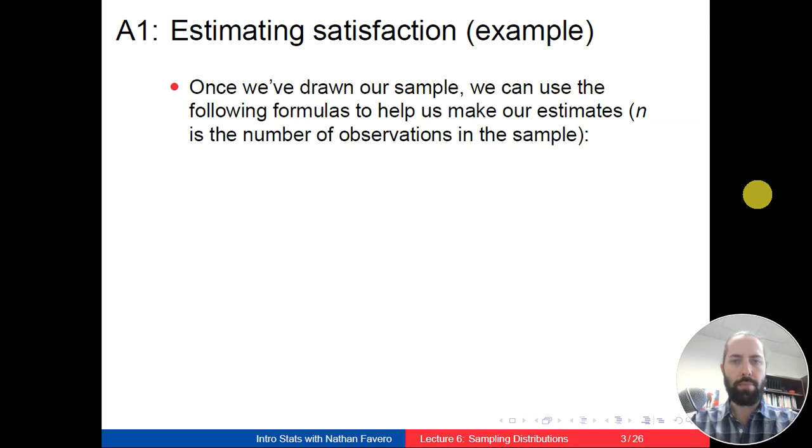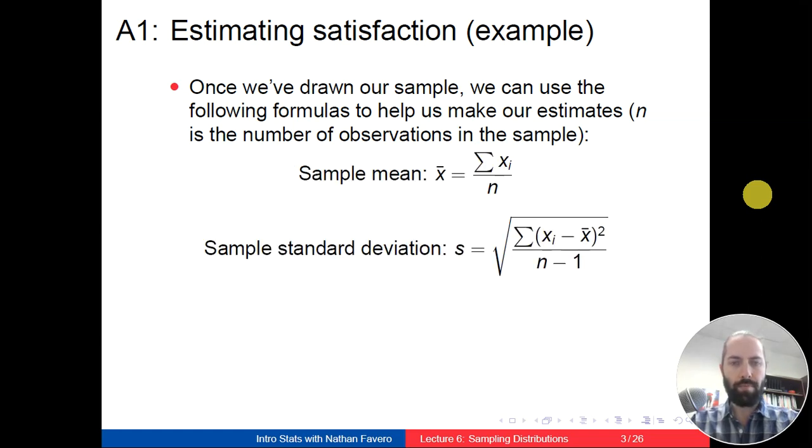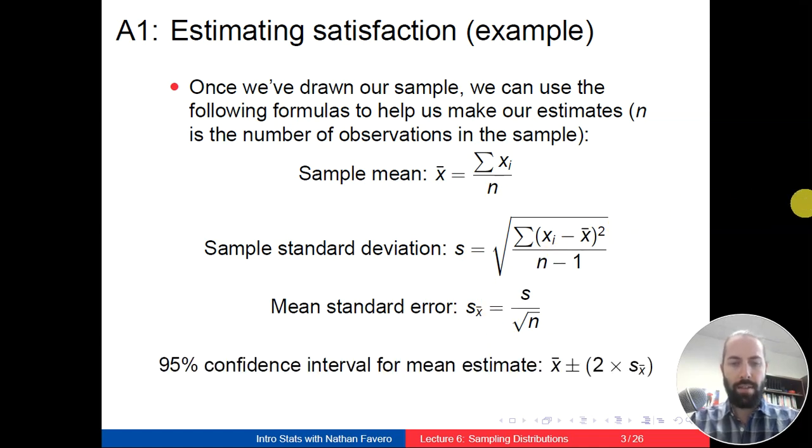Once we've drawn our sample, we can use the following formulas that are going to help us make our estimates. First of all, the sample mean, which we're going to use as our estimate of the population mean. The sample standard deviation, the standard error of the mean based on our sample. And finally, a confidence interval for our mean estimate for the population.